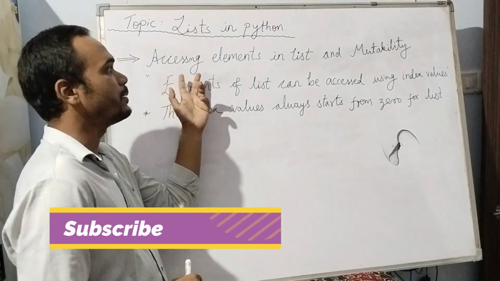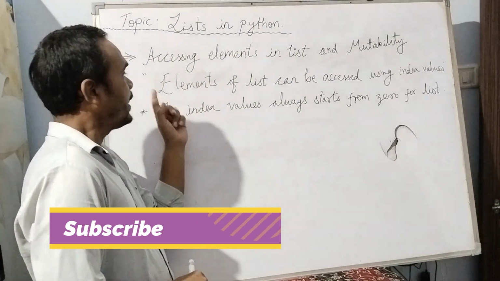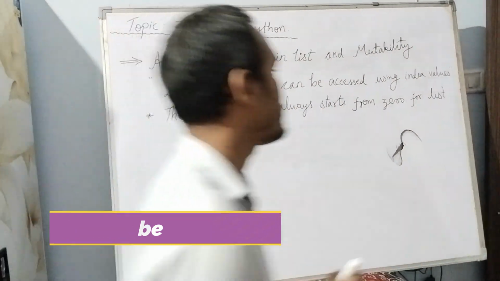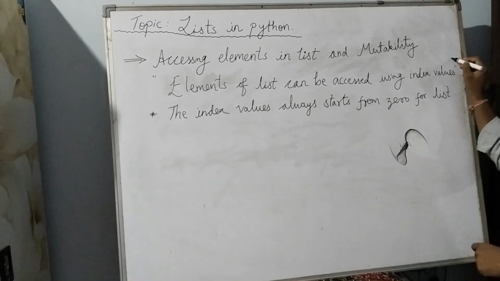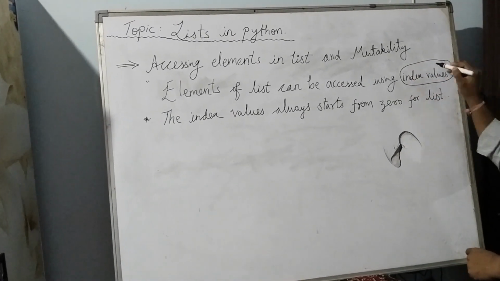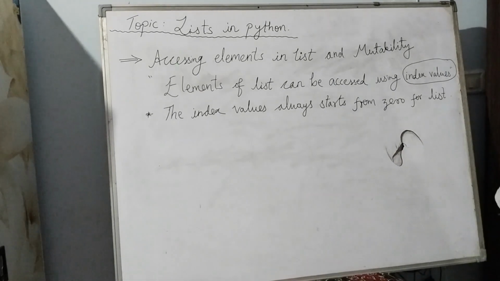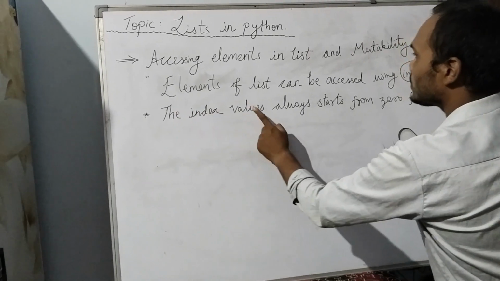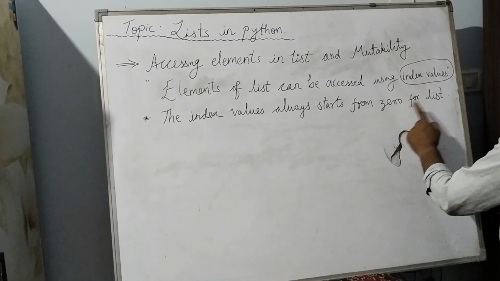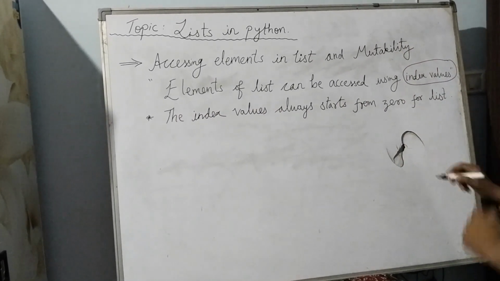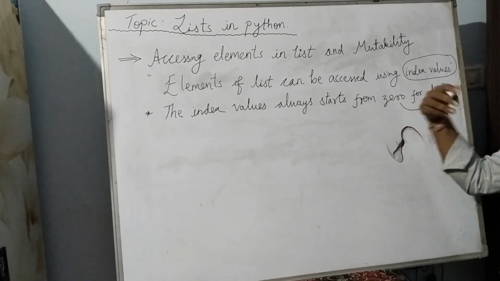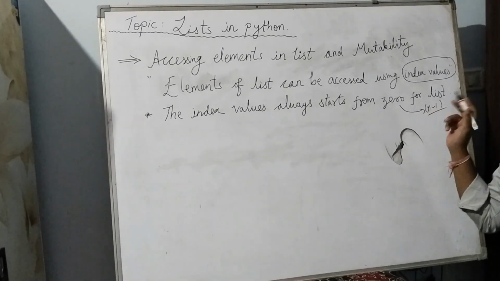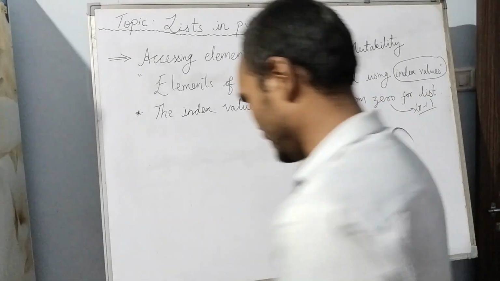So let's try to understand accessing elements. Elements of a list can be accessed using the index values. Now what are the index values? The second concept is that index values always start from 0 for a list. If the number of elements is n, the index goes from 0 to n minus 1. Let's try to understand this concept.